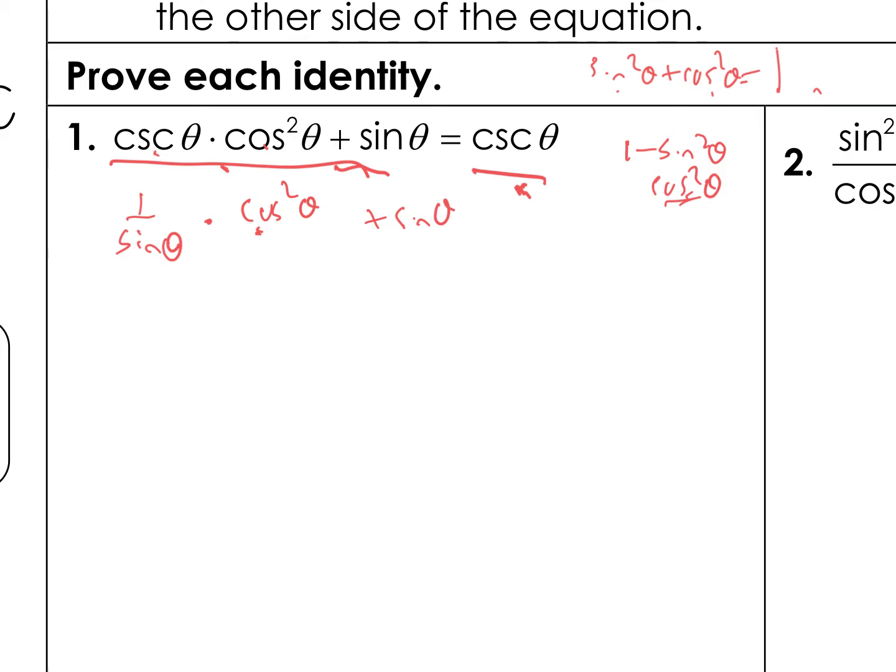I wish I did have a secret, but I don't. 1 over sine of theta, all times 1 minus sine squared. Then I'm going to have to add a sine of theta to it, see what happens.